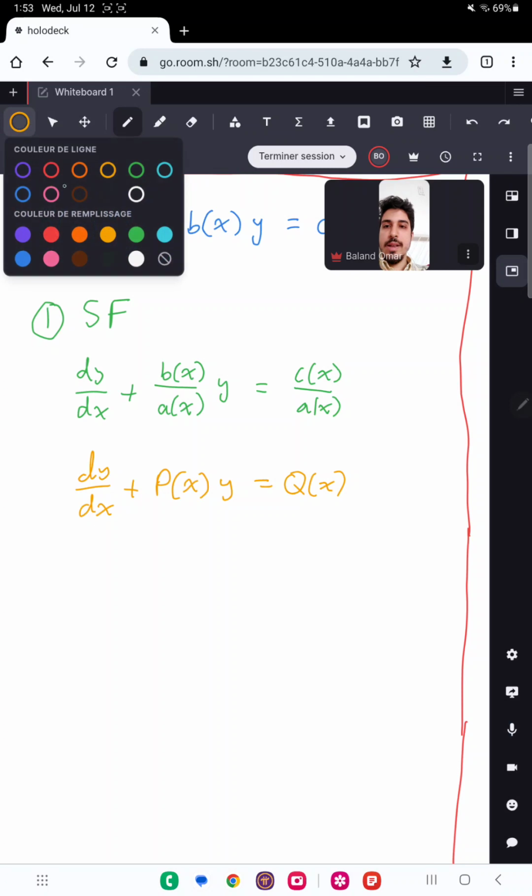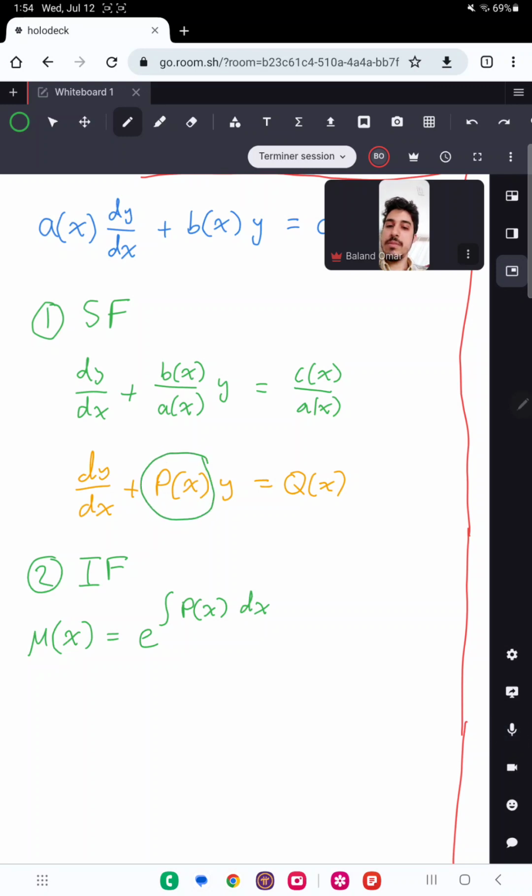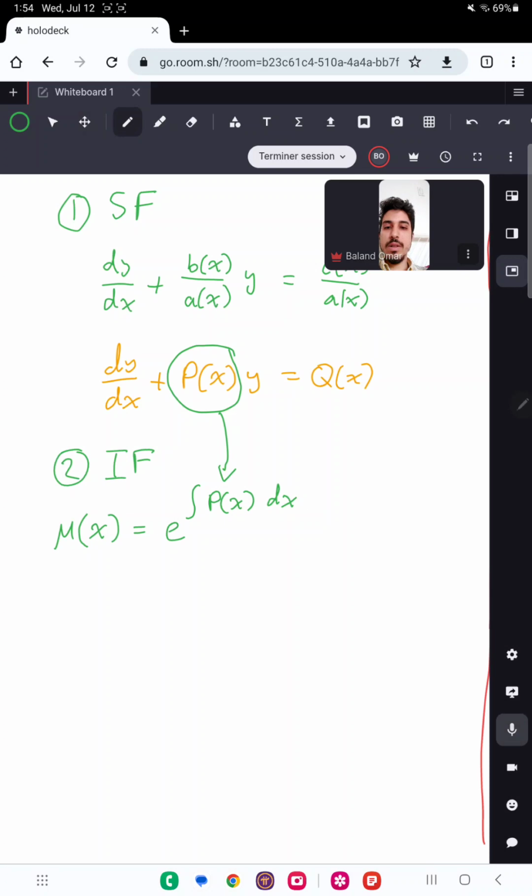Now, second, this allows us to get the integrating factor, IF. You see how it's simple? SF, standard form. IF, integrating factor. Okay, what's the integrating factor? It's a function of x that is obtained by doing this thing. It's e to the power of the integral of p(x) dx. But what is p(x)? Well, it's right there. You just got it from the standard form. You just put it here. That's it. That's the integrating factor. You do the integral and you simplify.